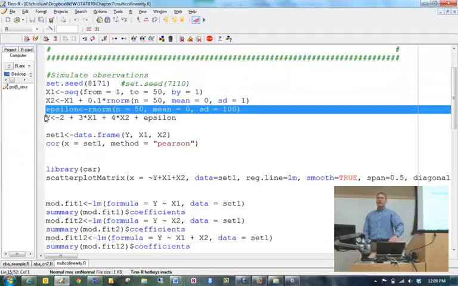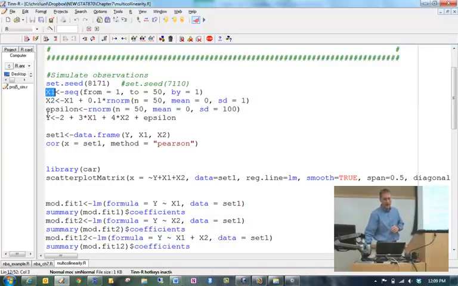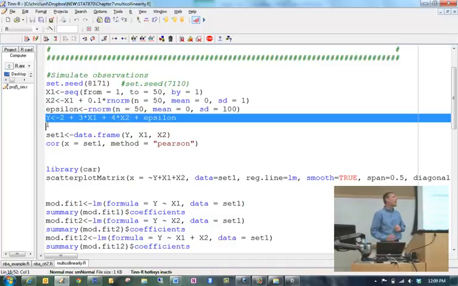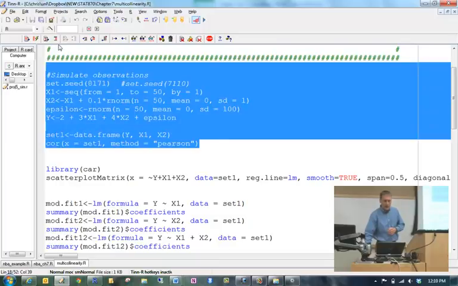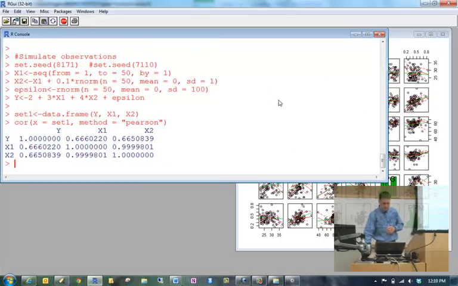My epsilon, what I'm going to do is actually simulate a y, as we did in Chapter 3. My epsilon is going to come from a normal distribution with a mean of 0 and a variance of 100 squared. I'm going to get 50 of them. Notice how x1 has 50 values. I'm going to put this all together to find a y. So it's just an application of stuff that we first saw in Chapter 3.